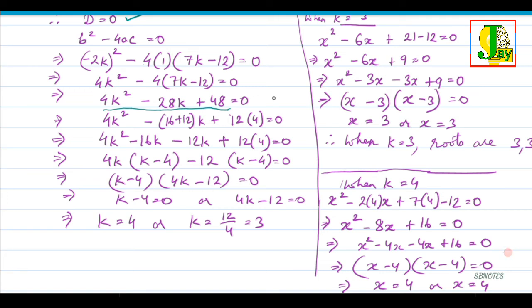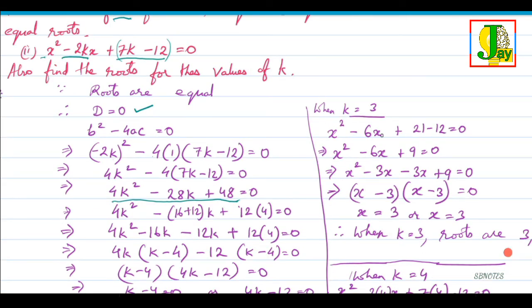Now this is again a quadratic equation, but you need to find the value of k, so you have to solve it anyway. After splitting the middle term, I found 16 into 12 is 4 into 48, and 16 plus 12 is 28. So after finding the values of k, that's 4 and 3, 12 by 4 is 3. Then you are going to put the value of k in the equation.